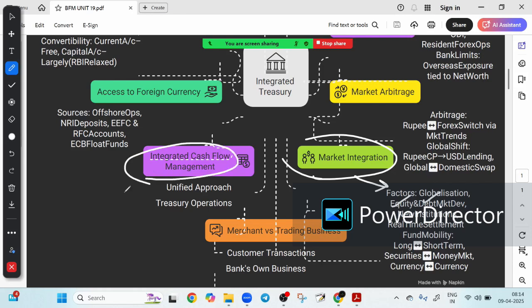Treasury ensures a unified approach to managing the cash flow. There is a unified approach which is maintained by treasury. So funds move smoothly across functions. It's all about optimization and efficiency.